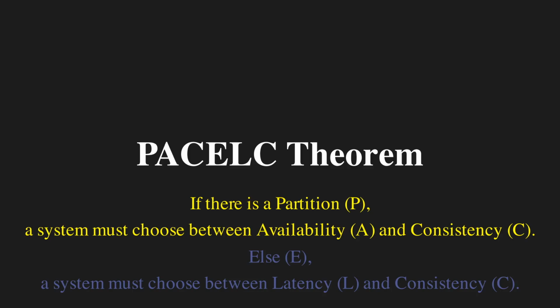The ELC part, where this theorem extends, is that if there is no problem in the system, if there is no problem in the nodes or the network, the overall system must choose between latency and consistency. This is the extra part. It says that you need to trade one of them.